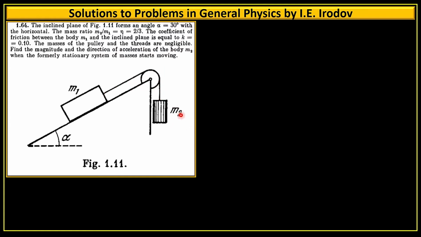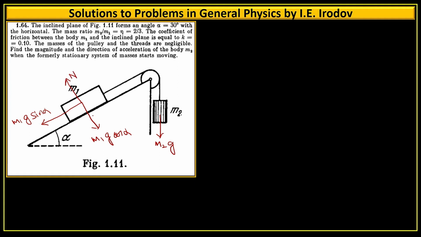So we have to find the magnitude and direction of acceleration of m2 when the formerly stationary system of masses starts moving. So let me draw the FBD of the system of m1 plus m2 as a whole, but without friction first. So obviously there will be weight of m2, m2g acting in the downward direction, and the component of the weight of m1 along the length would be m1g sine alpha, and component of weight normal to the inclined plane would be m1g cos alpha, and there will be a normal reaction.